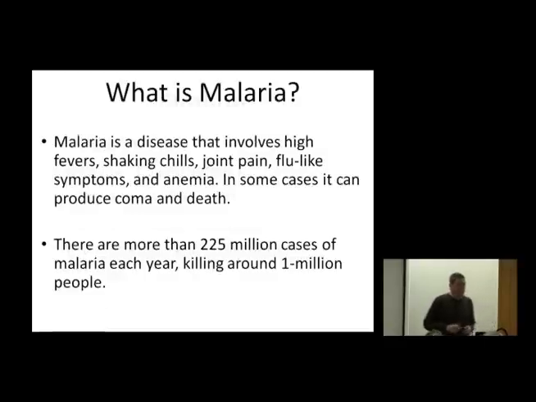So what is malaria? Malaria is a disease that presents itself like a bad flu, and in many cases, for many people, it simply is a bad flu. Some have shivers, some fevers, some aches and pains, and it's all over. But for some people, it's a death sentence. They will die at the end of this. In particular, of the over 200 million people who get malaria each year, about a million of them will eventually die.